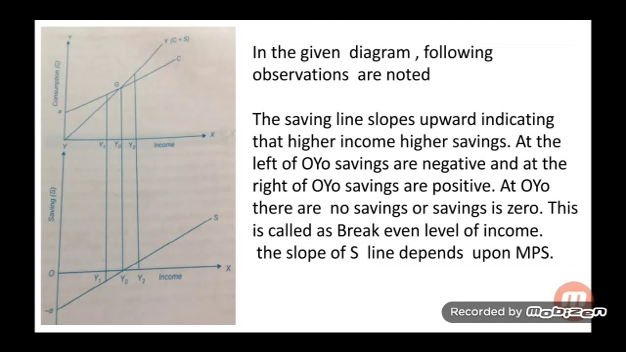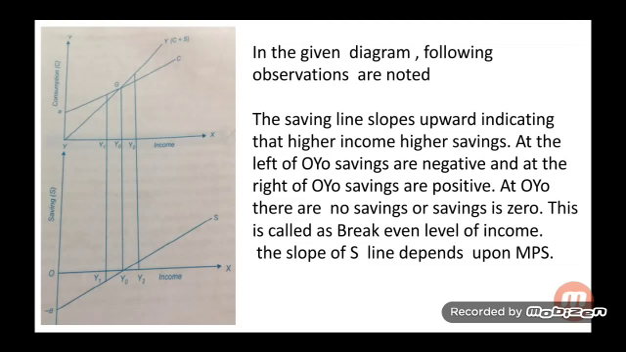Now we will read. In the given diagram, following observations are noted. The saving line slopes upward, indicating that higher income, higher savings. If the incomes are more, savings are also more. At the left of OY0, savings are negative. OY0 के अगर हम लेफ्ट देखेंगे तो सेविंग नेगेटिव है, because at this point income is less than consumption.